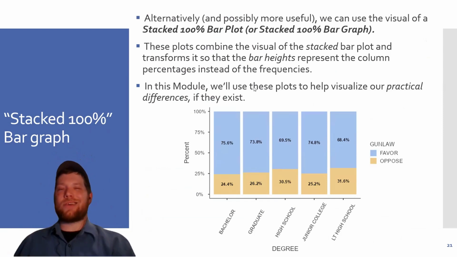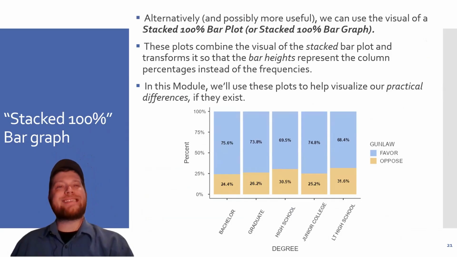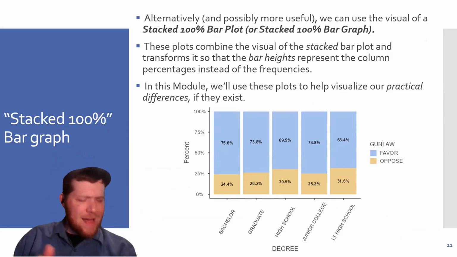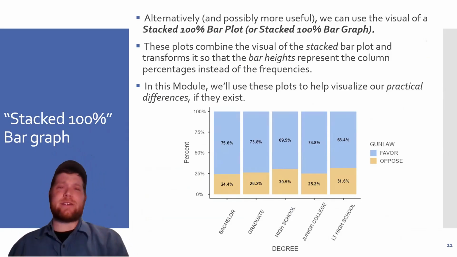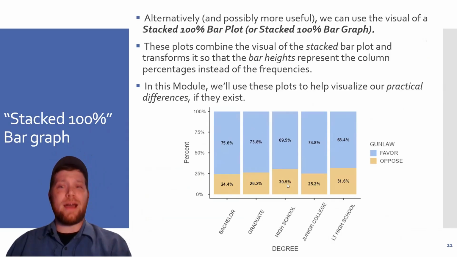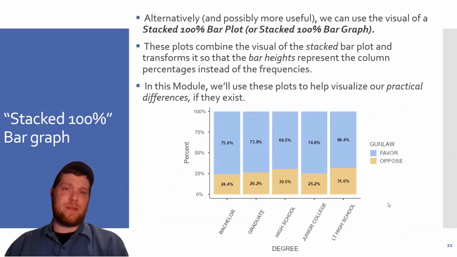And I think this is the great alternative for that, and probably the most useful of the bunch. It's called a stacked 100% bar plot, or 100% bar graph. Plot, graph, I'll use these things interchangeably. Feel comfortable with that. These plots combine the visual of a stacked bar plot and transform it so that the bar heights represent the column percentages instead of the frequencies.